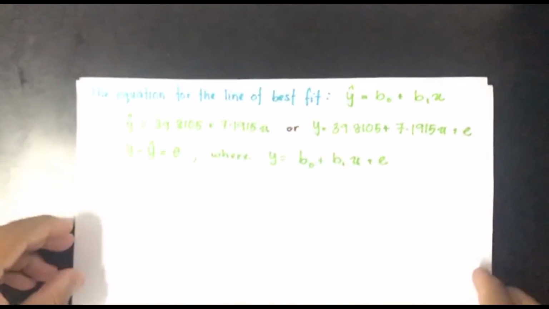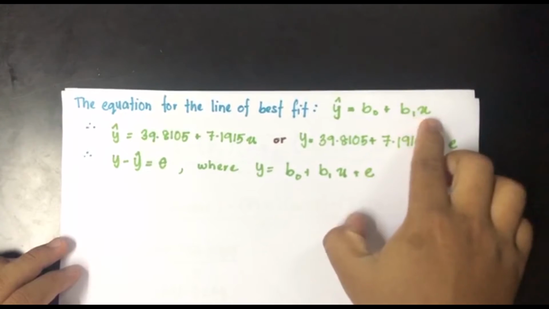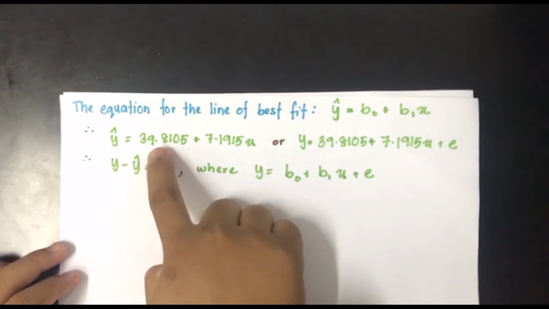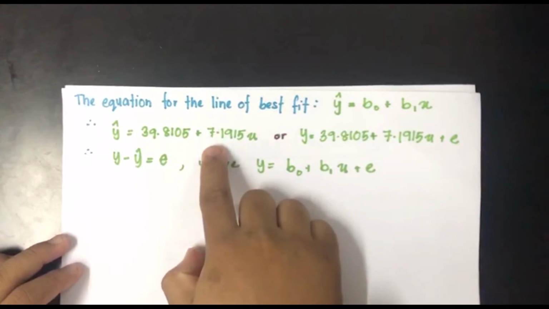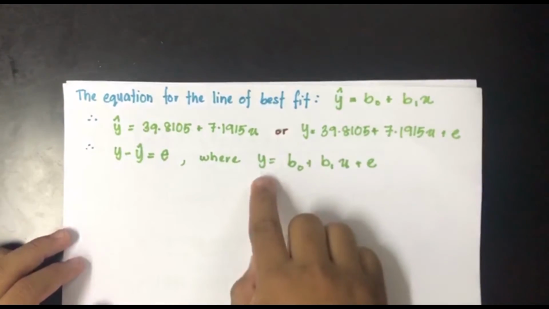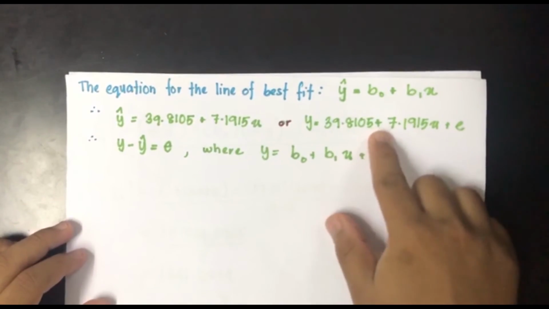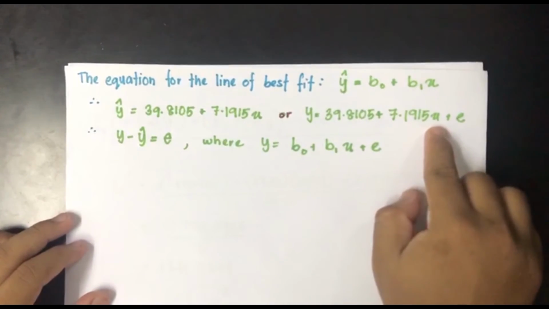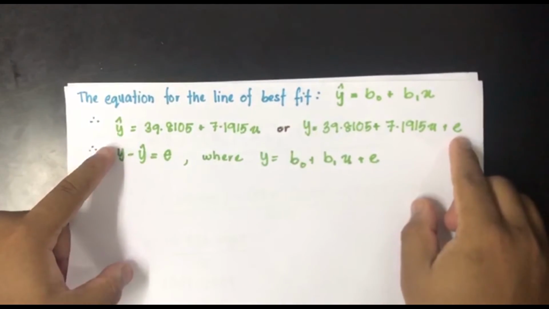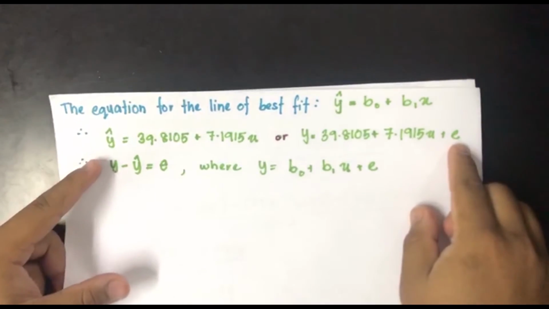As we know, the equation for the line of best fit is y hat equal to B0 plus B1x. So, we will get y hat equal to 39.8105 plus 7.1915x. So, for the observed value, we will get 39.8105 plus 7.1915x plus e. So, we got the first answer to the question that they asked, which is the equation for the line of best fit.